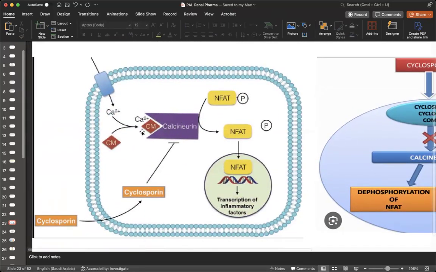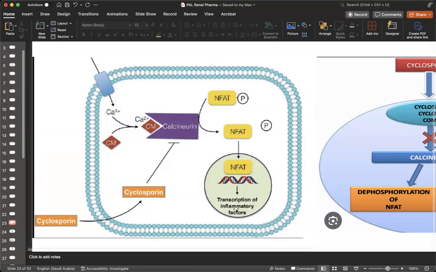Calcineurin will bind to calmodulin. CM is calmodulin. Calmodulin will bind to calcineurin, and that's going to lead to dephosphorylation of NFAT. So dephosphorylation of NFAT makes NFAT active. NFAT is going to go into the nucleus, and it's going to transcribe inflammatory factors.